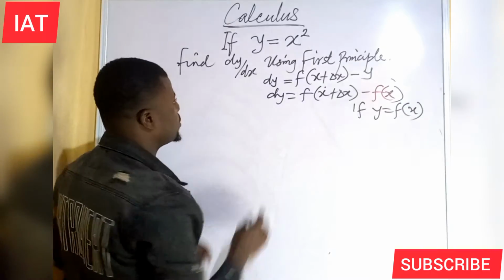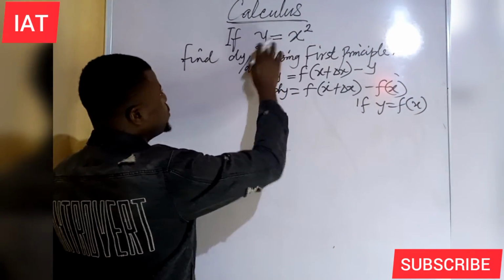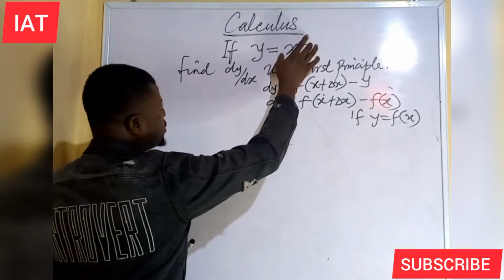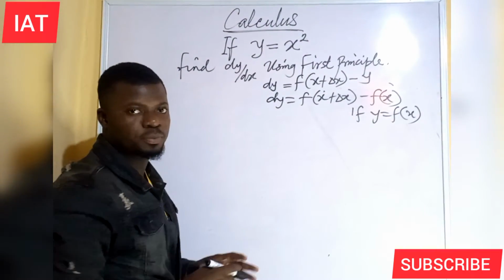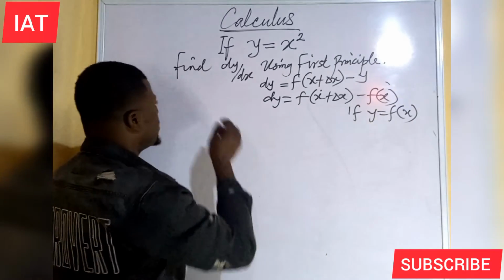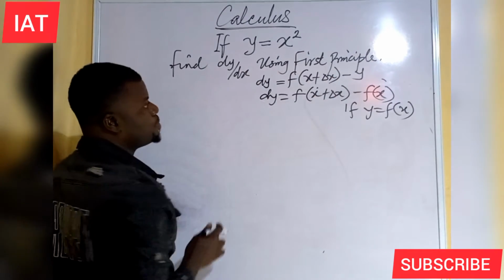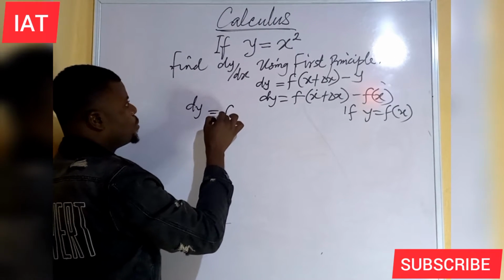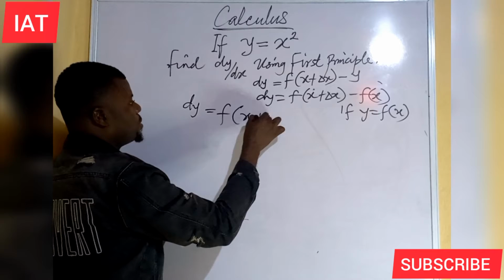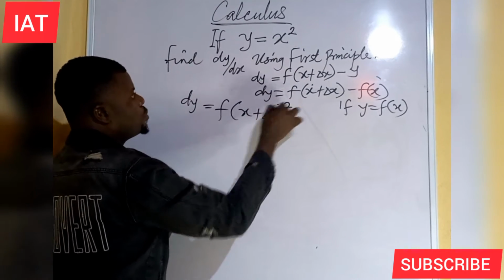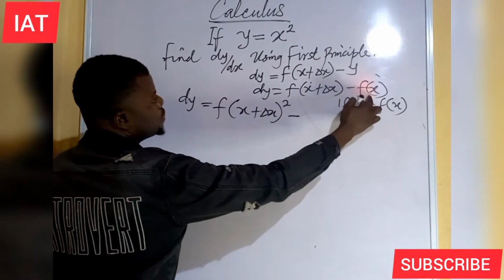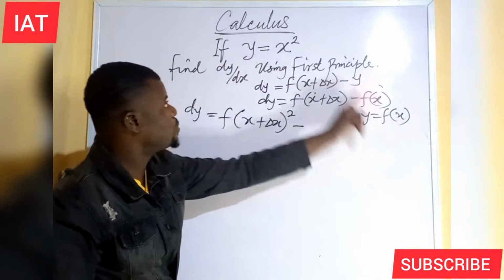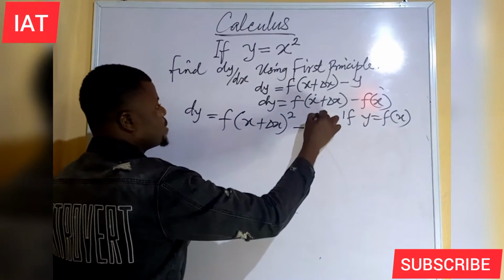All right, this is the model we're going to use in solving the problem. So let's start making substitution. At this point, we are looking for dy over dx of this function. We want to differentiate this function using first principle. So anywhere we see x, we substitute x plus dx. So I will say dy is equal to function of x plus dx raised to the power of 2 minus function of x, which is y. Y is equal to function of x, which is equal to x squared. So we have x squared here.